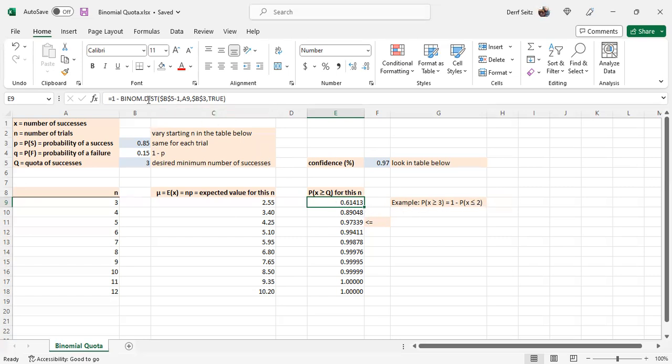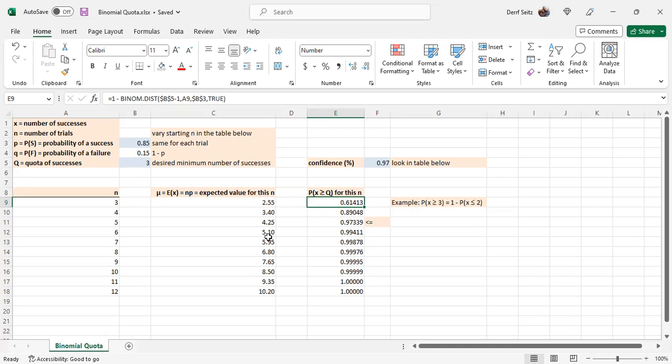So this formula right up here, and make sure you understand that there's a minus 1 there and a 1 minus there. Here's the example that gives the reasoning behind it. It gives you the probability associated with that n and that quota.